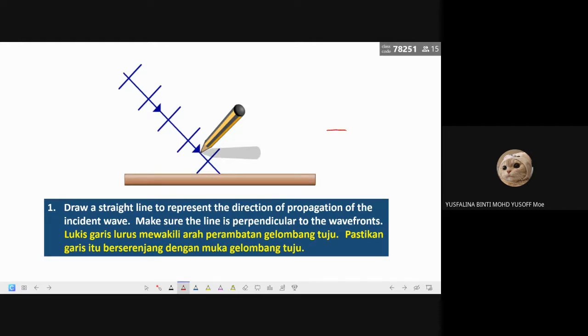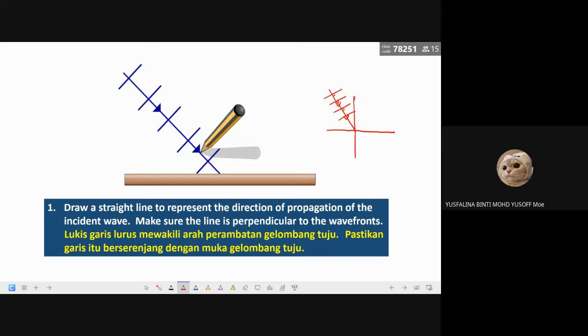Let's say this is the plane, this is the reflector, and this is the incident wave. Draw an arrow, and then draw a wavelength on top of the incident wave. Make sure the wavelength is the same and is 90 degrees from the direction of the incident wave. After that, draw the normal line. Remember, the normal line must be 90 degrees from the surface, so it should be like this.